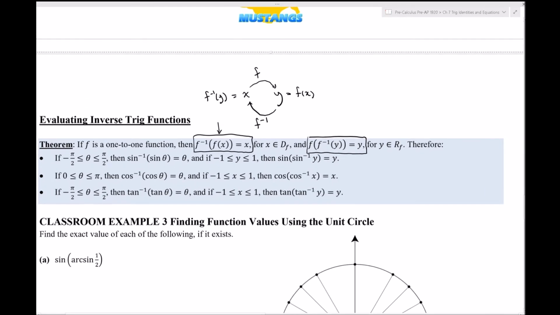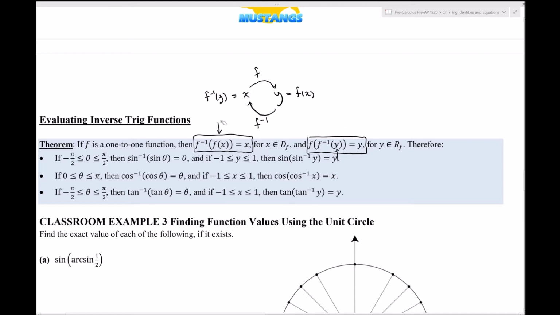You start off with x. In this first one, you start off with x, you plug it into f, you get y. Then you plug whatever you get into f inverse, and you go back to x. It's a cycle. This one is the exact same thing, we're just starting at y instead. You plug it into f inverse, you get x. You plug that into f, and you go back to y. So it's a cycle. That's all that means.